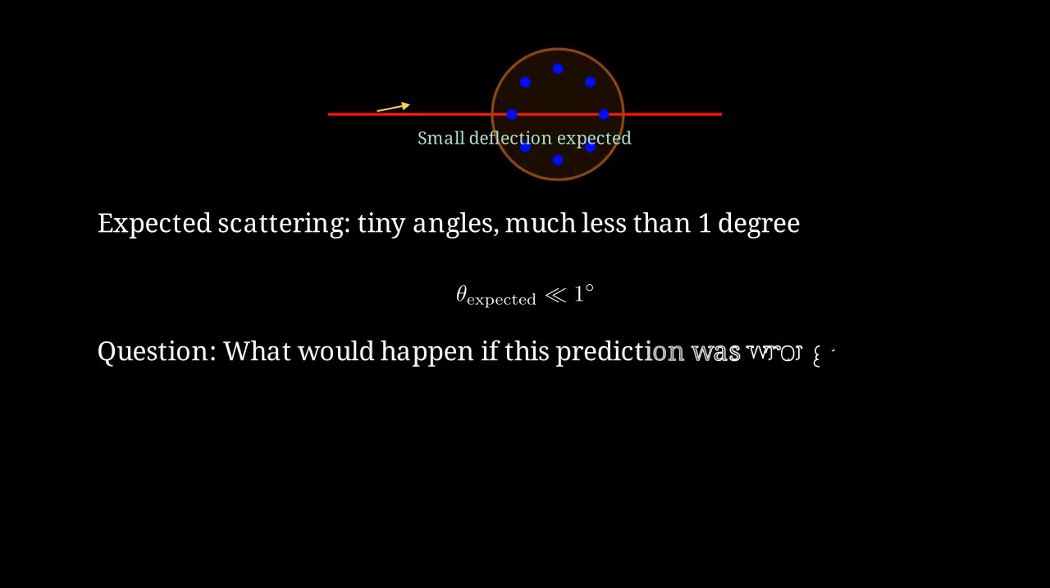But here's the critical question. What would happen if experimental results contradicted this prediction? That would force a complete rethinking of atomic structure.